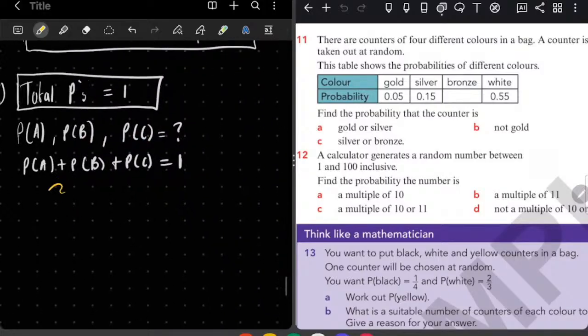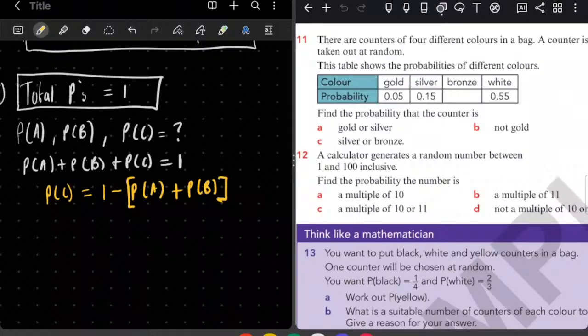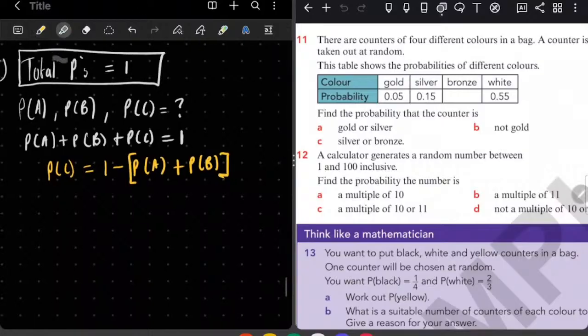Now, if you want the probability of C, it will be 1 minus the probability of A and B together, that is, probability of A plus probability of B. You say 1 minus those, and you get probability of C, because probabilities add to give you 1. Are we together, class? Say it again: probabilities add to give you 1. So this is the second method.